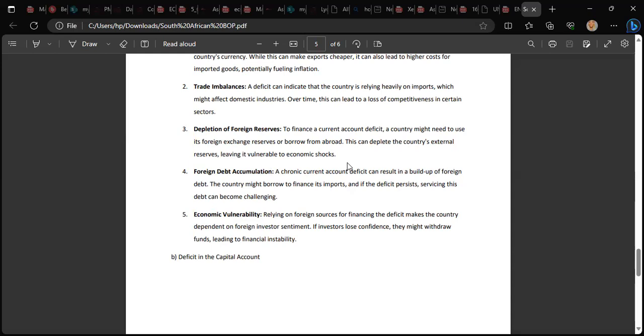And then foreign debt accumulation. A chronic current account deficit can also result in a build-up of foreign debt. The country might borrow to finance its imports, and if the deficit persists, servicing the debt can be challenging. Then, of course, we are economically vulnerable, definitely, because we are relying on foreign goods.